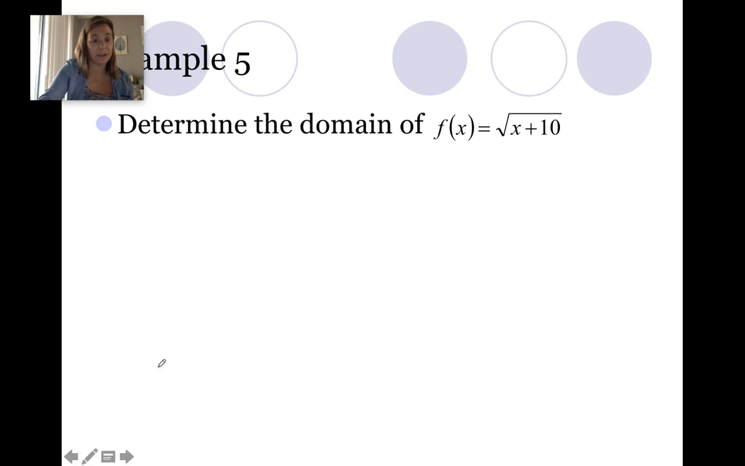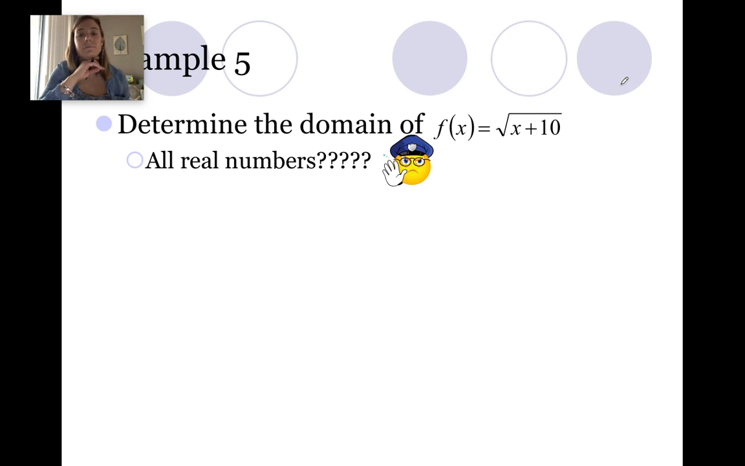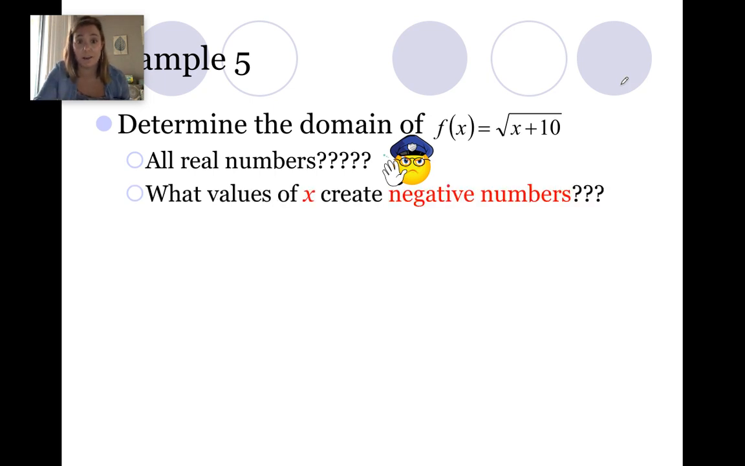Okay, let's look at another one. Similar idea, right? We've got a radical. Not all real numbers, right? X plus 10 cannot be negative. So we've got to figure out, where is x plus 10 equal to 0? Where x equals negative 10. I'm going to do that number line again. And maybe you don't need it, but I'm going to show you why I'm doing it, because at some point it's going to be helpful. It's not always going to be linear.